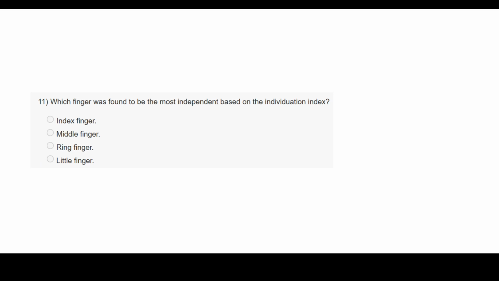Which finger was found to be most independent based on the individuation index: index finger, middle finger, ring finger, or little finger? The answer is index finger. It had the highest individuation index in the graph as compared to the other fingers.